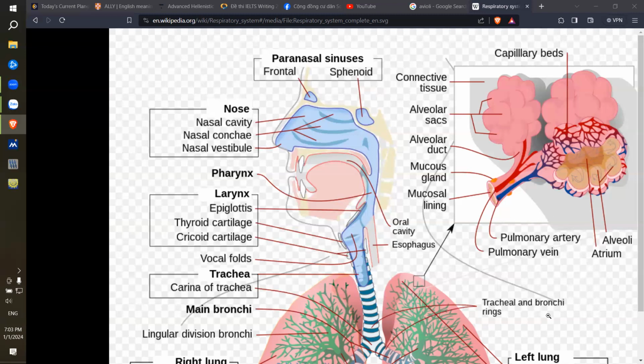Okay, what else then? Next, there are nasal and sinus polyps. The nasal polyps are associated with sinusitis and occur when the lining of the sinuses swells. So the polyps block the nasal airway, creating difficulty in breathing.